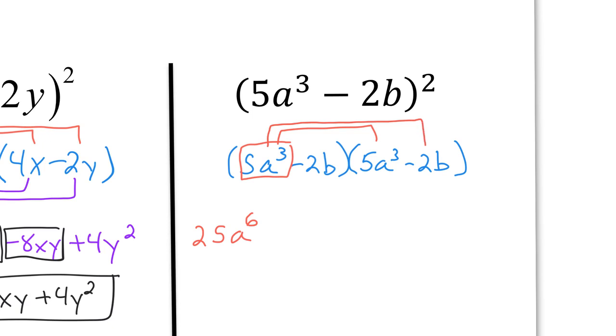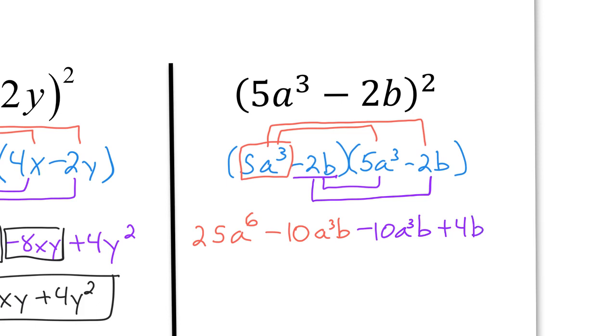5a cubed times negative 2b, that's going to be negative 10. And when you multiply a cubed times b, those are not the same variables, so you just put them side by side. A cubed b, and it's in alphabetical order. Then you guys multiply the negative 2b times the 5a cubed, that's negative 10. And b times a cubed, they're not the same variables, but you put them side by side in alphabetical order. A cubed b. And last, you multiply negative 2b times negative 2b. That's going to be positive 4b squared. You actually can multiply b times b. They're the same base, same variable. So you add the exponents.